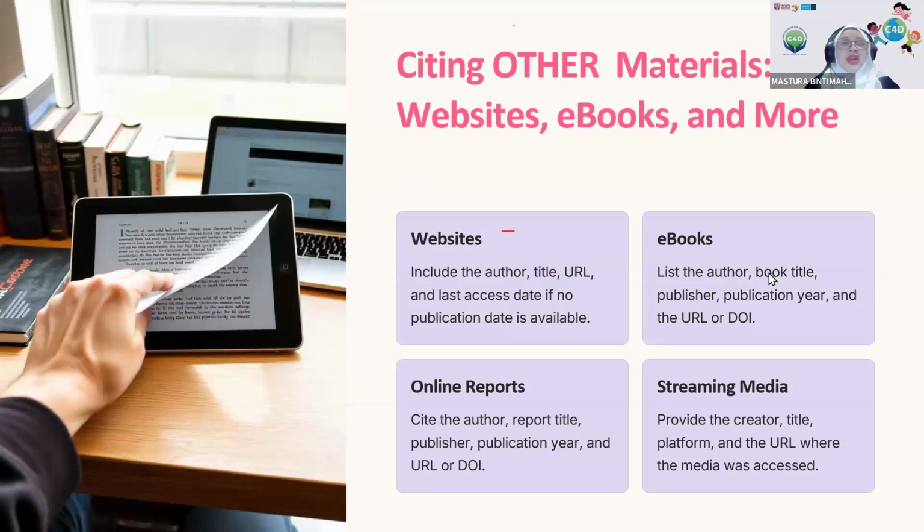Okay, and then these are the other materials. Besides online journals, you also cite websites, ebooks, online reports, and streaming media, right? Including streaming media, because nowadays students actually cite from podcasts as well as, for example, YouTube videos. So these are the information that you need to include inside your citation formation. Okay, so these are the items. I think you are no stranger to these particular items. You can read it on your own.